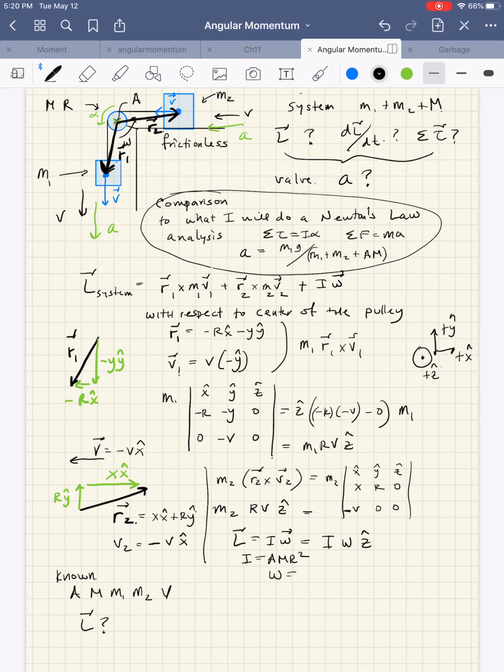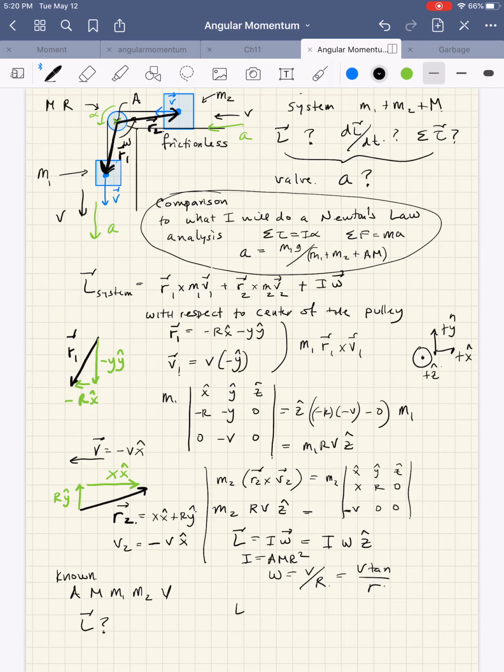And I'm going to remember that omega is equal to V divided by R. In general, it's V tangential over little r. But when I'm exactly at R distance away at the outer radius, that's when that radius is going the same tangential speed as the string, which is going the same tangential speed as M1 and M2 effectively. So when r is equal to capital R, V tangential is the V that's associated with the speed of the string, which is the speed of our masses. So I'm going to replace omega with V over R in this case.